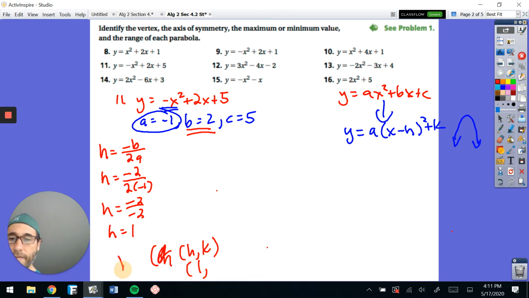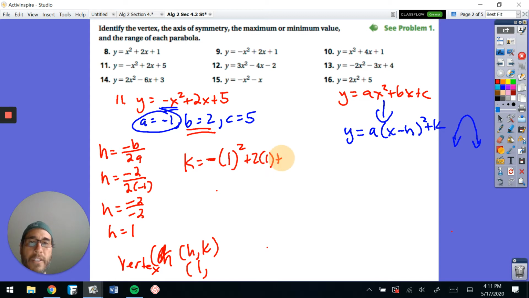Well, how do I find the K? I'm going to write vertex here. I'm running out of room. Sorry, class. And so K is equal to, remember, we're going to substitute. Okay, so it's negative, and I'm going to put a 1 in for X. So that negative is on the outside. It's not part of your X or your H, because your H is 1. Plus 2 times 1 plus 5.